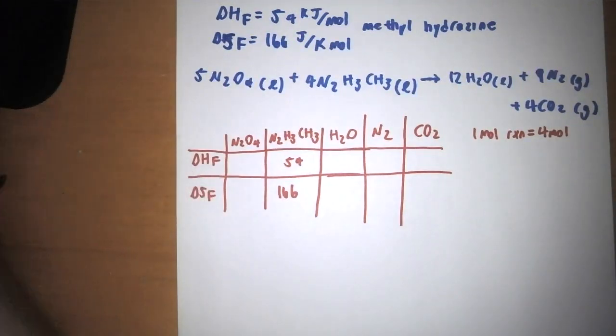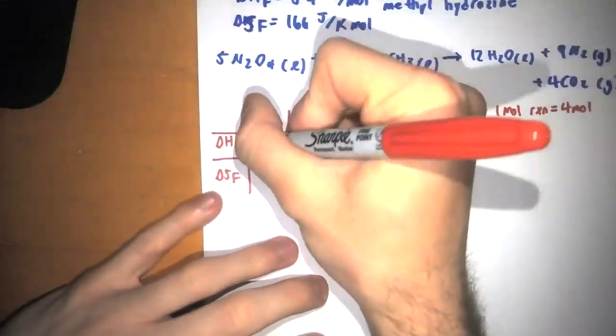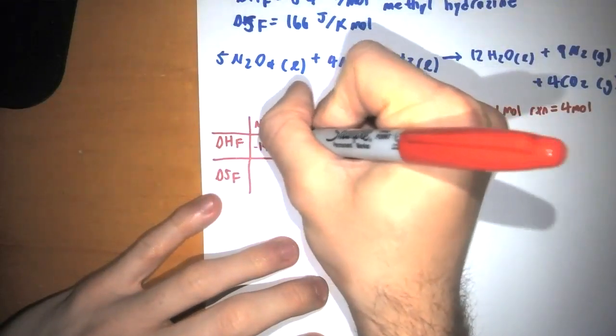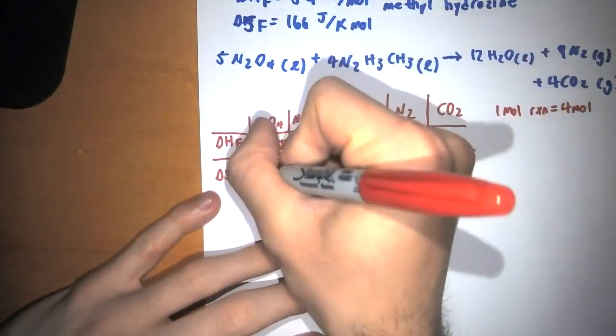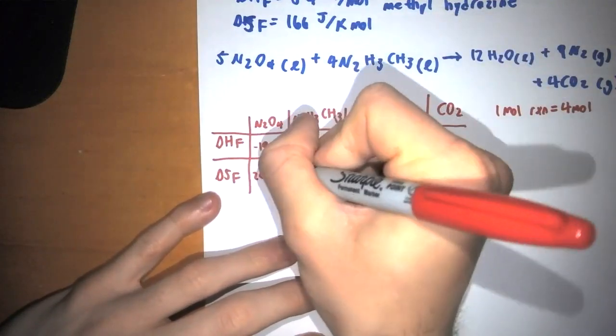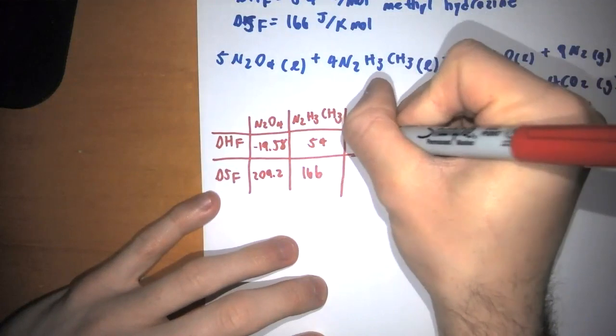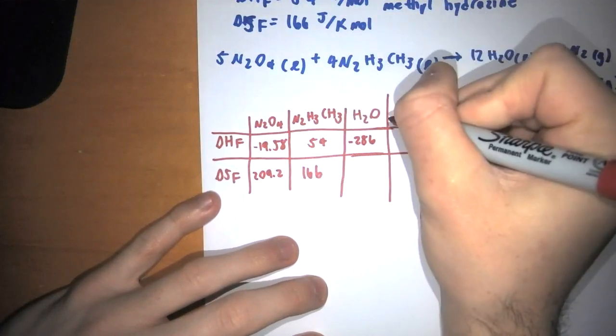So looking forward, these are all tabulated values. We would probably give them to you on an exam, especially a problem of this depth. So I'm just going to fill them in for you. Again, I'm not solving for these. I'm just getting these off the internet.